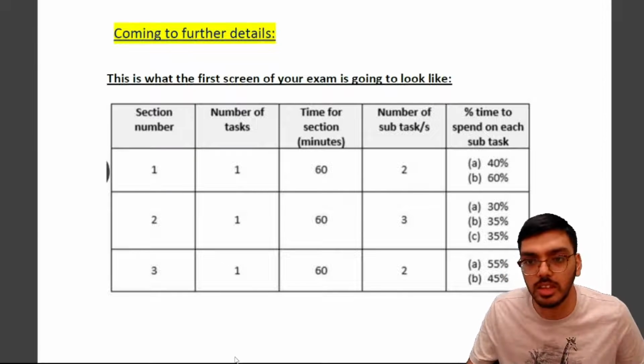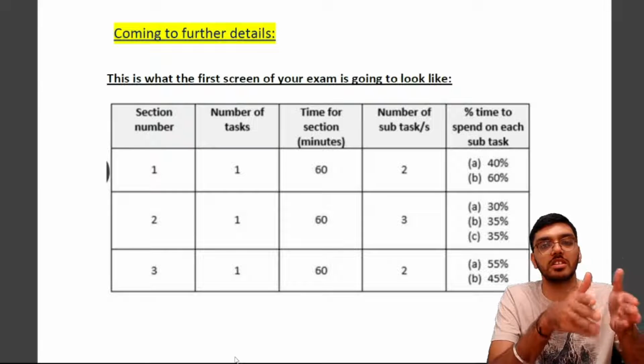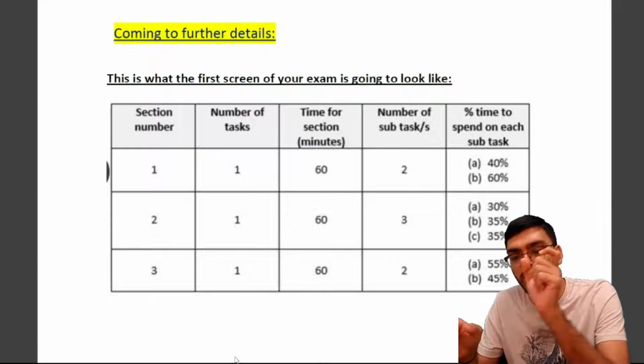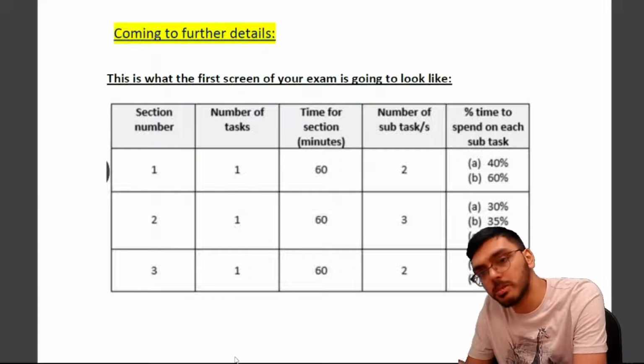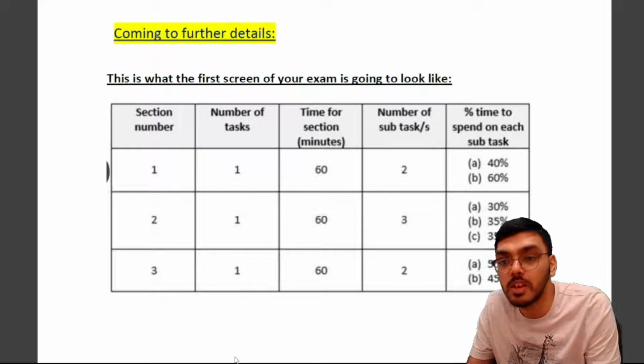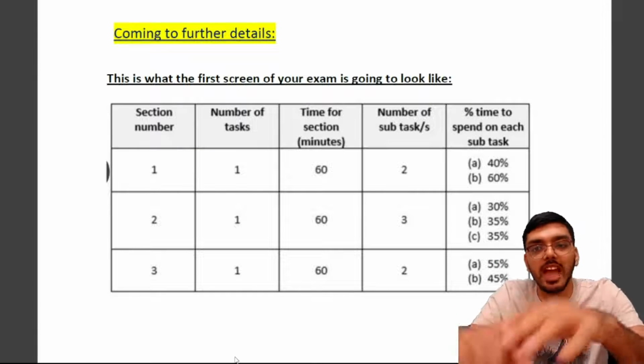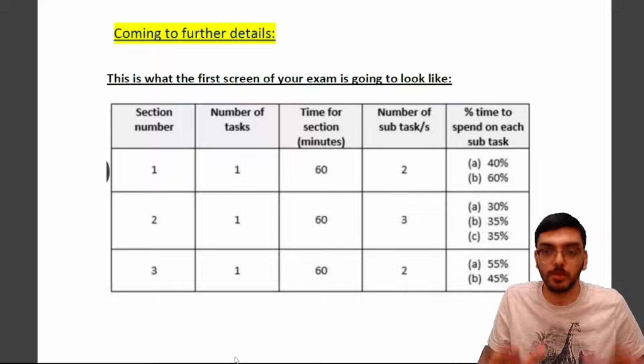So it can be anything. But you should know that out of the 60 minutes, I should be spending 40% of the time writing task A, 60% of the time writing task B. So this is an allocation that CIMA has given you from the very beginning.